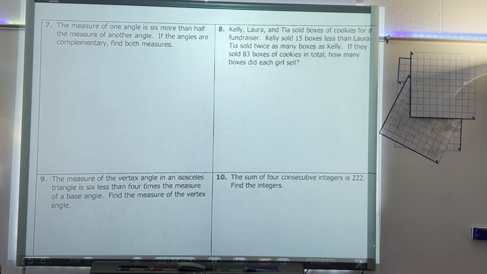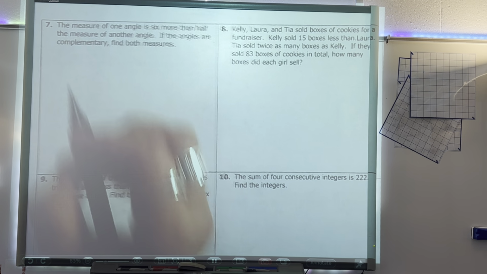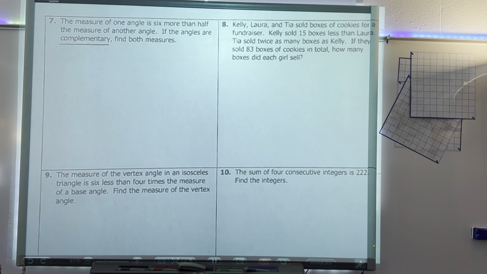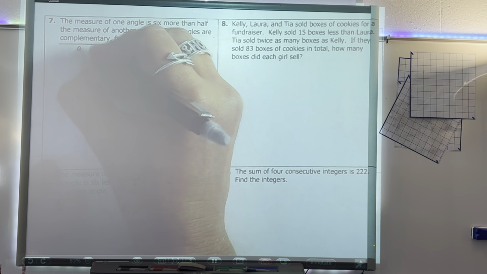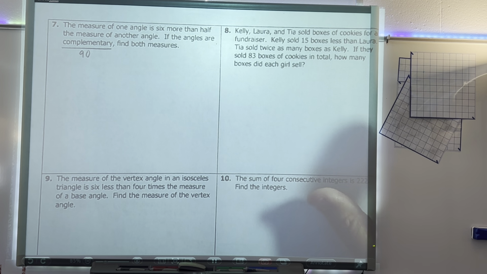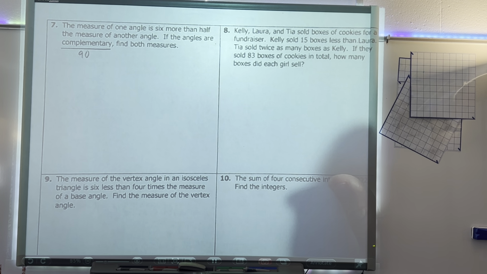All right, the measure of one angle is 6 more than half the measure of another angle. If the angles are complementary, find both measures. What is complementary? It just came out of geometry last year. Did you have complementary? You have supplementary? Complementary is 90. All right, so if they're complementary, the measure of one angle is 6 more than half the measure of another.